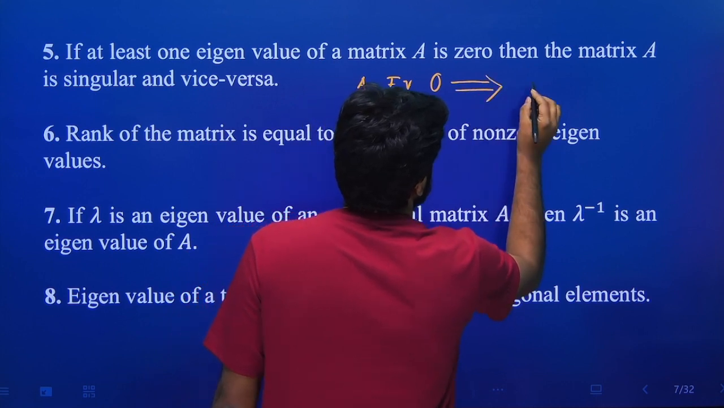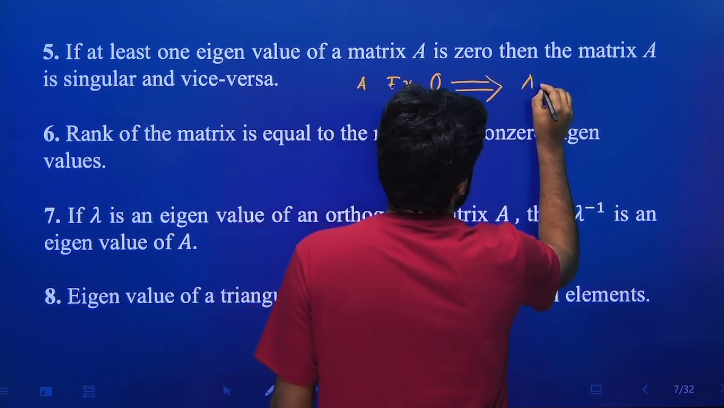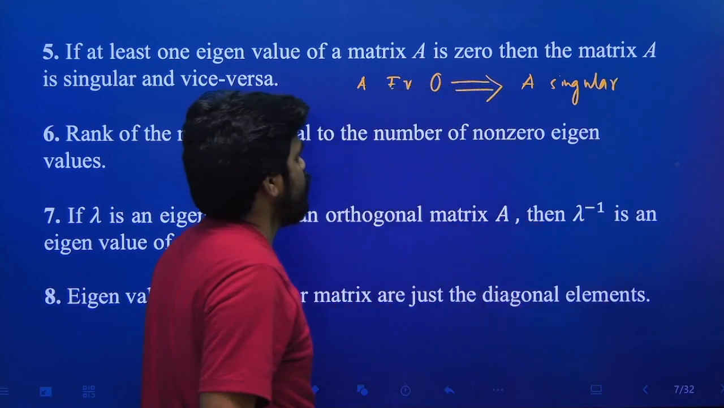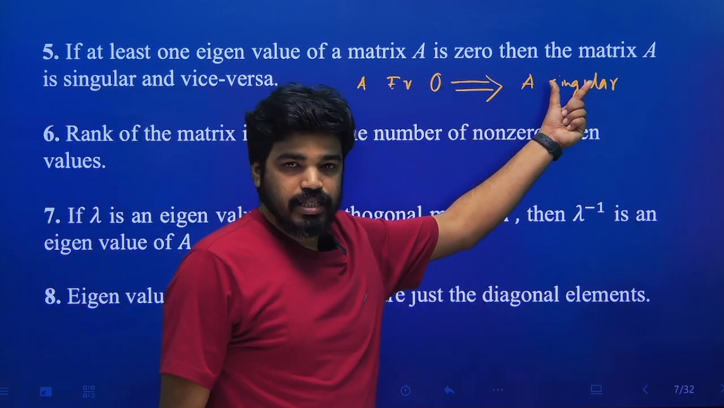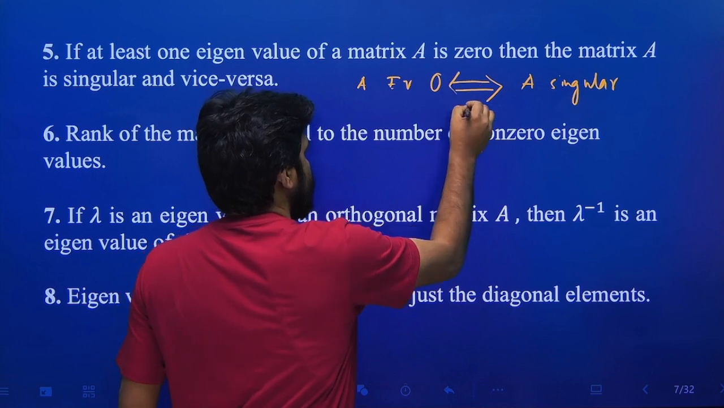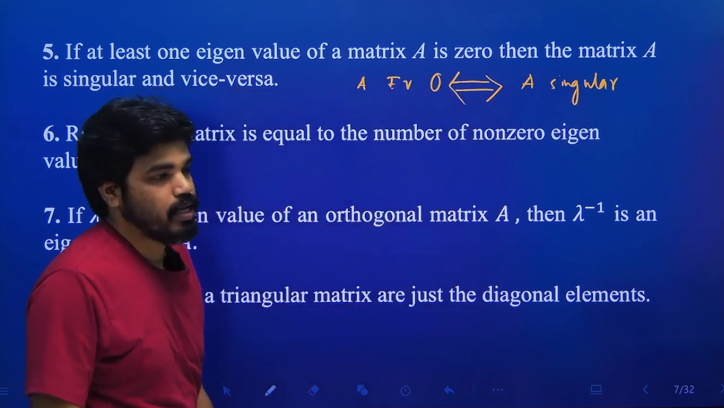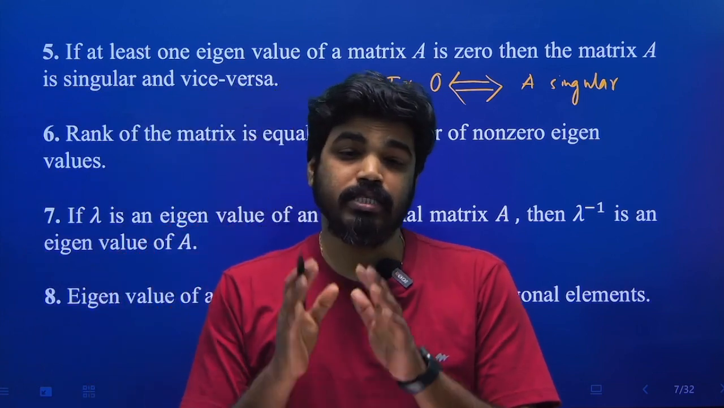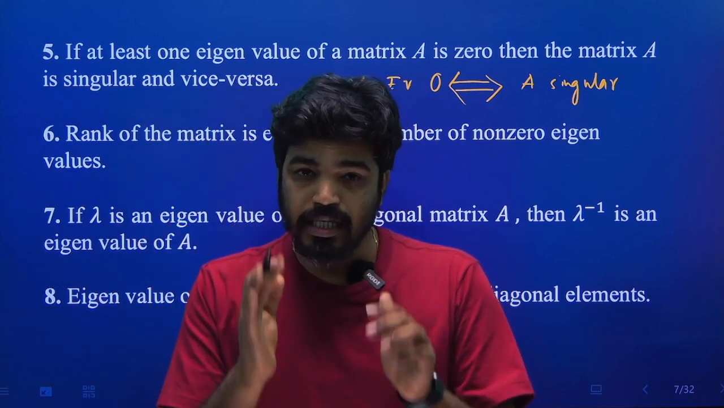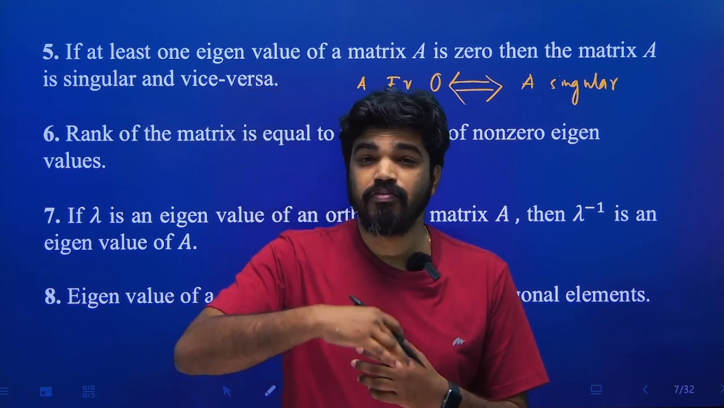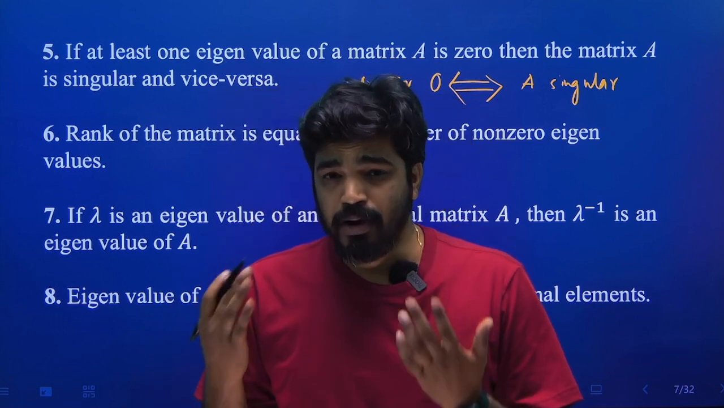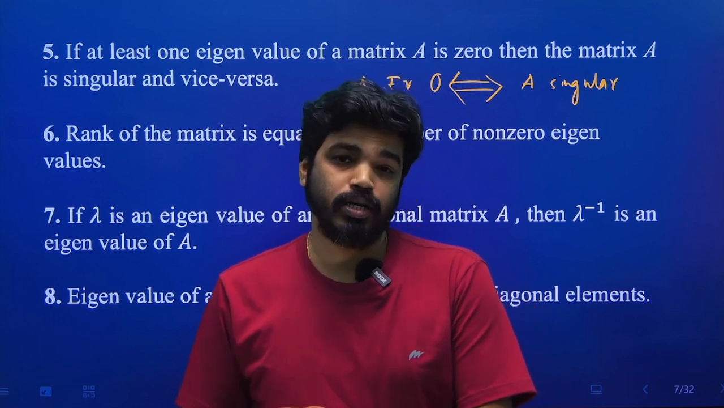That means the matrix A is singular. Getting my point? Conversely, if A is singular then 0 must be an eigenvalue of A. If any matrix has eigenvalue 0, that means that matrix must be singular. If singular, then that matrix will not be invertible. A matrix A is said to be invertible if determinant A is not equal to 0.